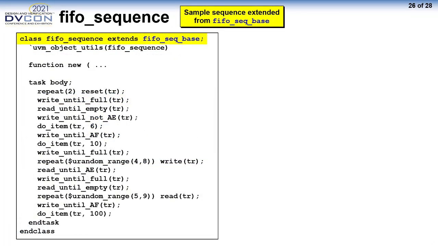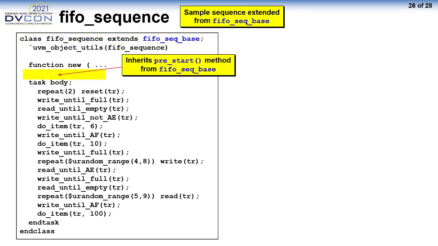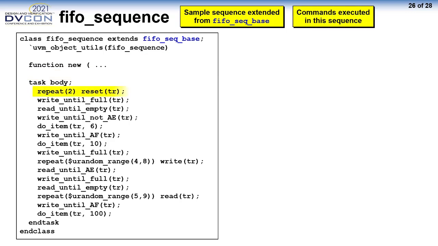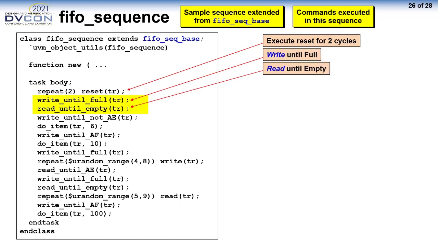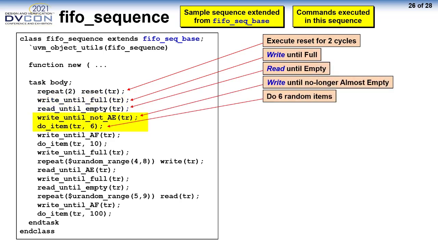With the FIFO Seq base class and command tasks coded, an extended FIFO sequence will inherit the synchronizing pre-start method and execute the following commands. First, a reset is issued for 2 cycles. Then the FIFO is written until full and read until empty. After the FIFO is empty, it is written until it passes the almost empty threshold, and then 6 random write-read operations are executed on the FIFO.